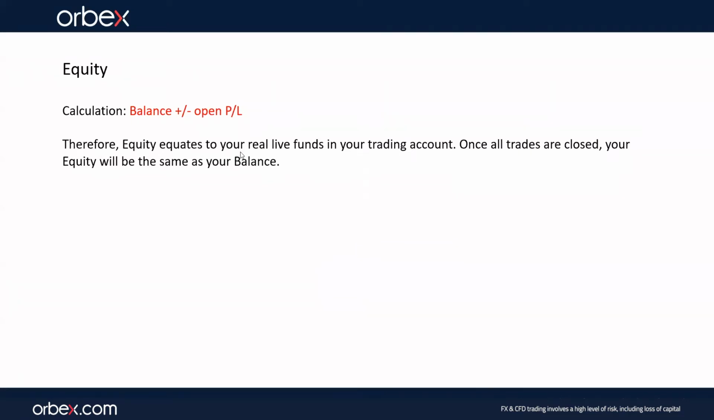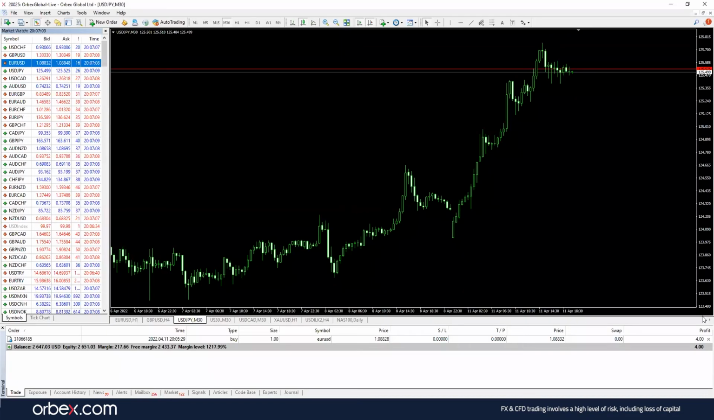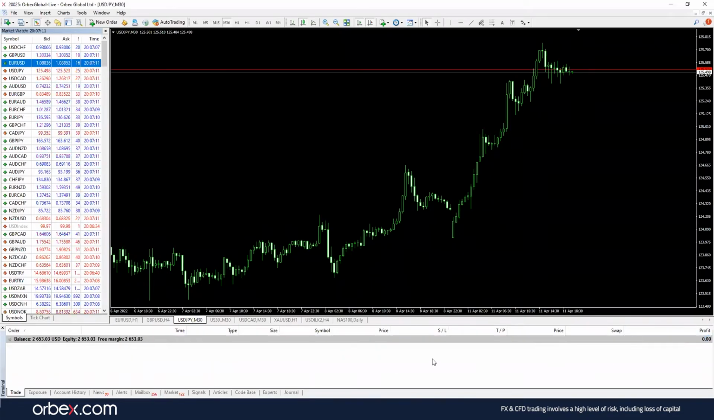Equity also equates to your real life funds in your trading account. Once all the trades are closed, your equity will be the same as your balance before. So if hopefully I'm still in the profit, oh, just about $7. Now that I've closed that trade, I've earned a nice little profit of $7. And as you can see here, everything has tallied up correctly once again. So open positions are important with your equity as well.